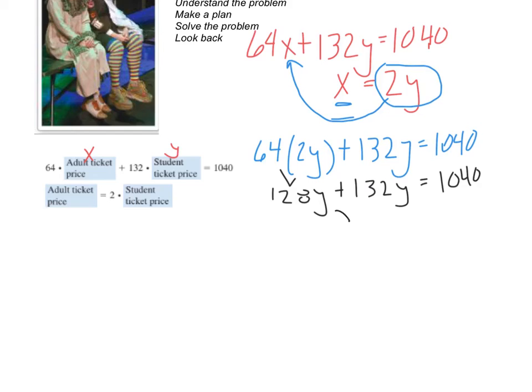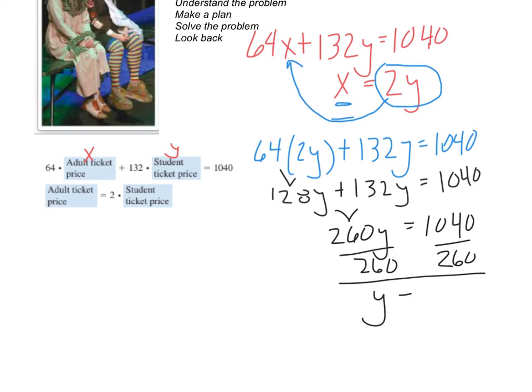We then can combine these two to get, let me change that. I started to write 100, but it's definitely not 100. It is 260Y. And then we would just have to divide by 260. 1040 divided by 260 is 40. So that would tell me that the Y value, which we said was our student ticket price, is $40 a student.